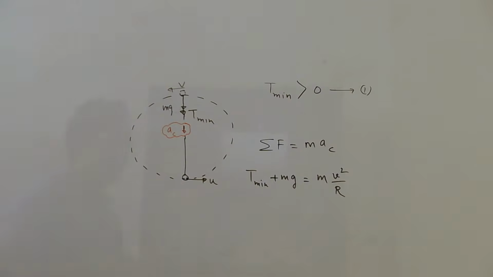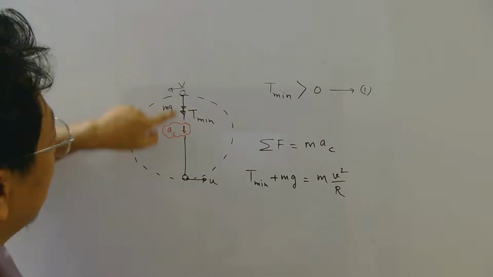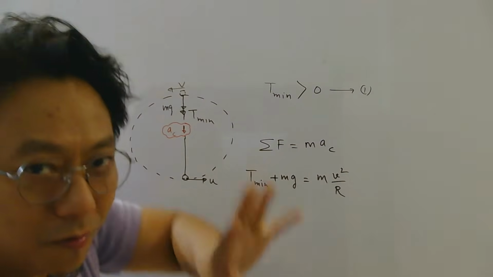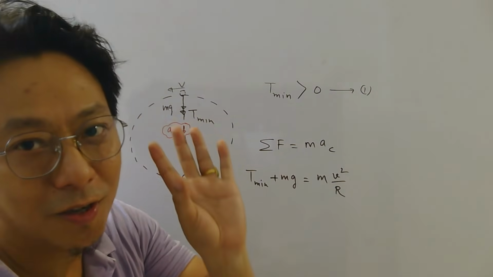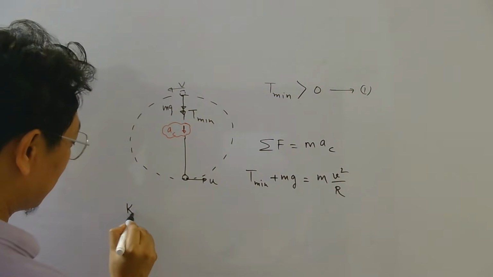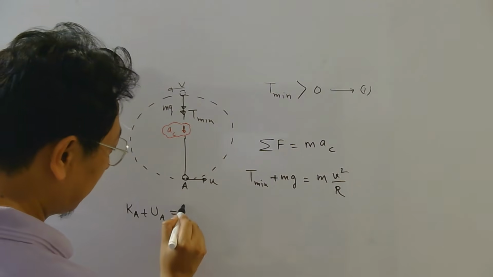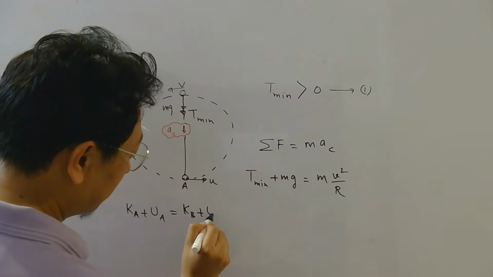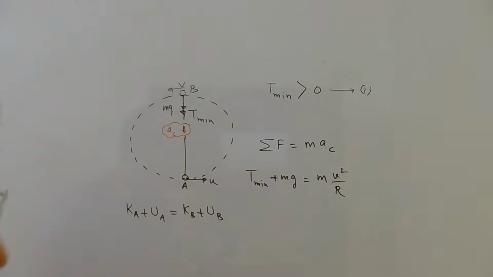But remember, our aim was to find this velocity, right? So how to connect this velocity with this velocity? Whenever you want to connect two velocities, always use conservation of energy. So from here to here, let me use kinetic energy plus potential energy at A should be equal to kinetic energy plus potential energy at B. Right? Total energy should be conserved.